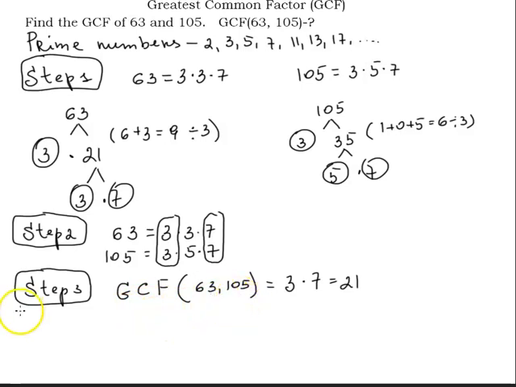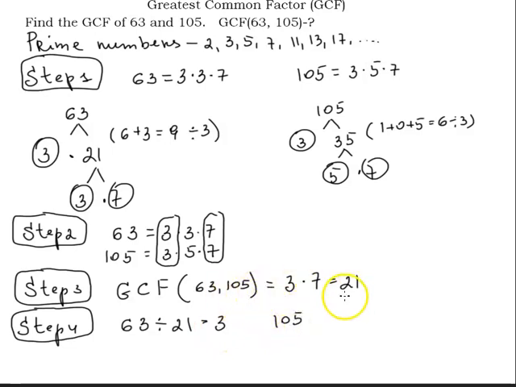Don't forget to do step 4, just to make sure you didn't make any mistakes anywhere, and take each number and divide by the greatest common factor. So 63 divided by 21 equals 3, and 105 divided by 21 equals 5. So 21 is good. It's the greatest common factor. Mission accomplished.